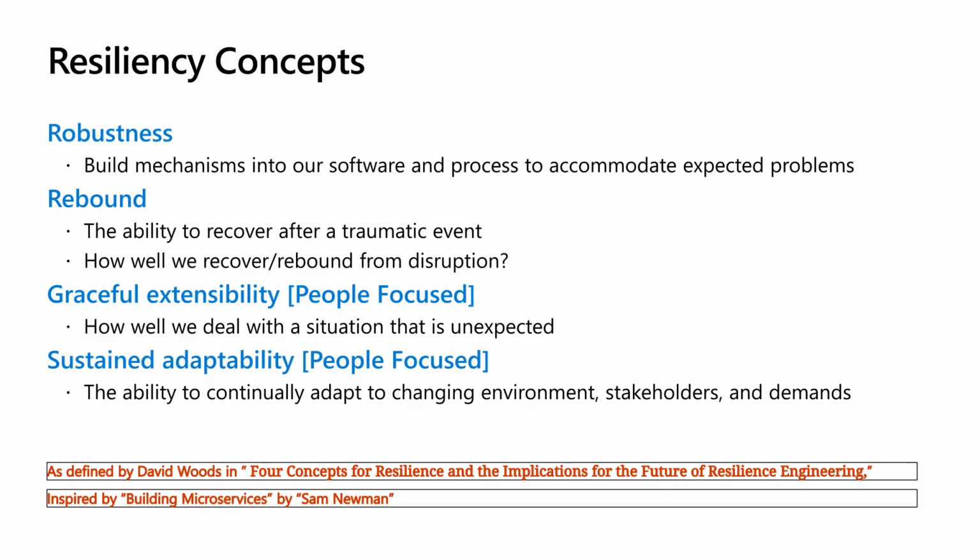Now, there is the rebound. Something bad happened. We failed. How can we rebound from a traumatic event? How can we rebound from something that happened already? And then we have graceful extensibility and sustained adaptability. These are more people-focused and process-focused. We're not going to talk about these today. We're going to focus only on robustness and rebound.